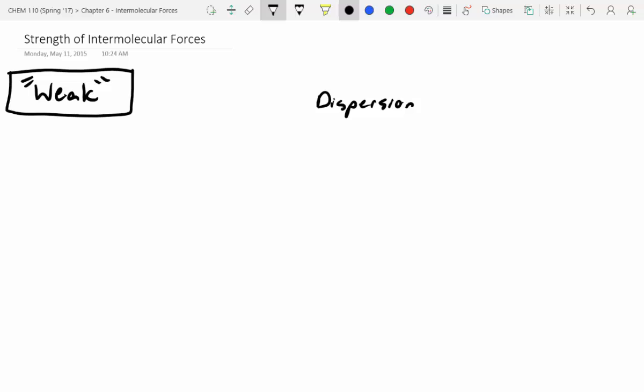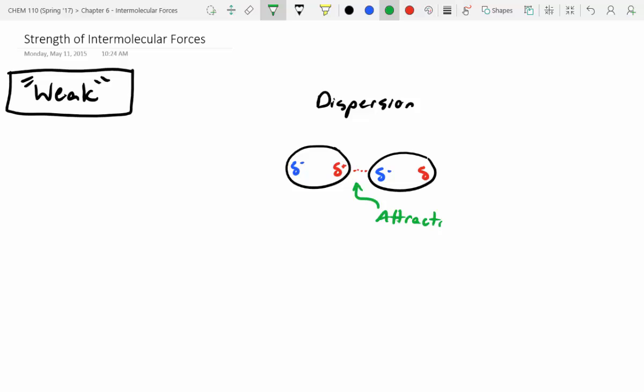So with dispersion forces, we said, all right, you've got these two molecules. One side of them is really electron rich due to a momentary dipole. The other side is electron poor. And you get this weak interaction occurring between them. So this is an attraction between non-polar molecules. Okay, so that's one end of the spectrum.